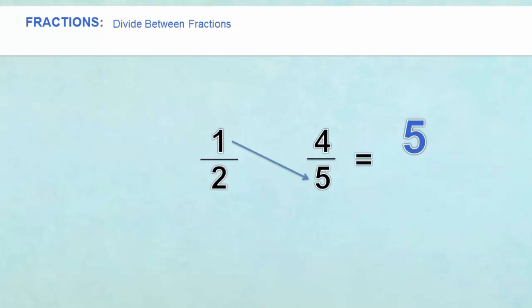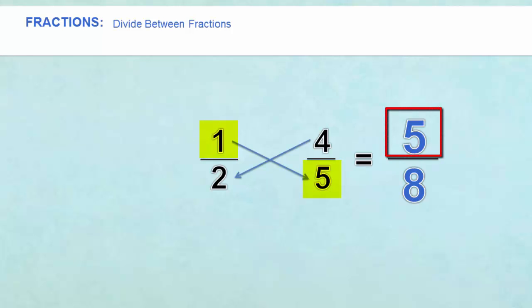And then for the denominator, just multiply the numerator of the second fraction to the opposite denominator. 4 times 2 is equal to 8. It is very important that we start from the fraction on the left. The product between the numerator and the opposite denominator gives the result of the numerator of the final answer.